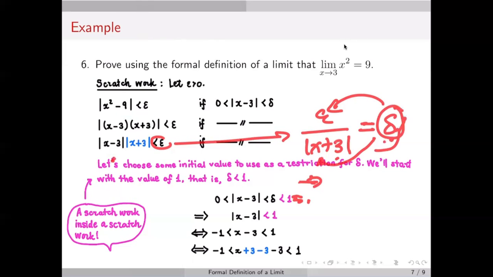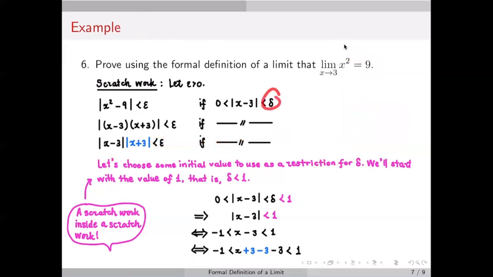The only thing that should affect delta is epsilon, and epsilon is related to the distance of x squared from 9. Delta shouldn't depend on where x is situated. So what we do here is choose an initial value to use as a restriction for delta, and we always choose the value of 1. That is, delta is less than 1.